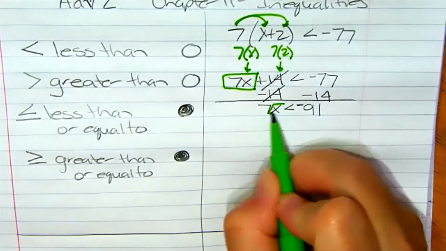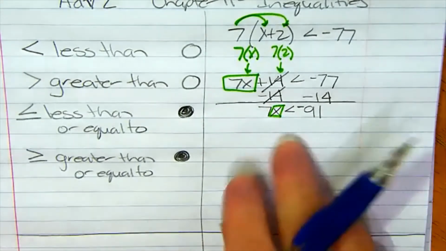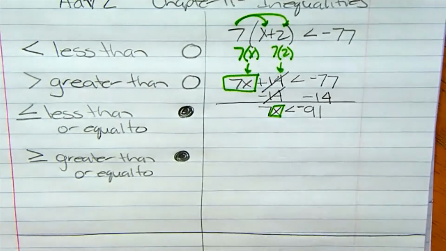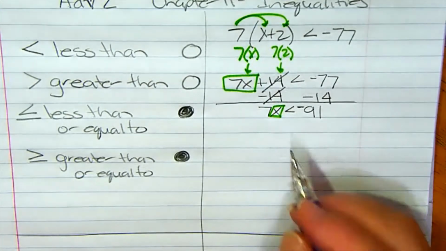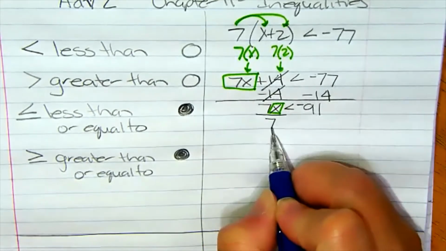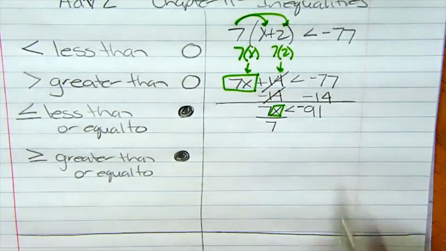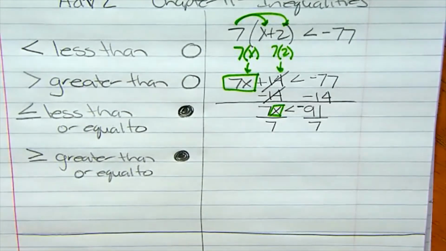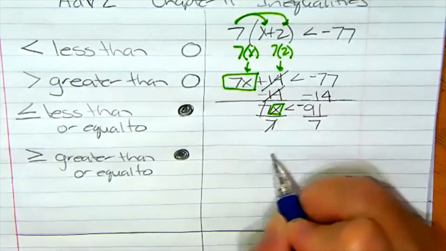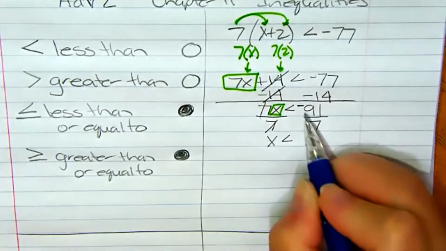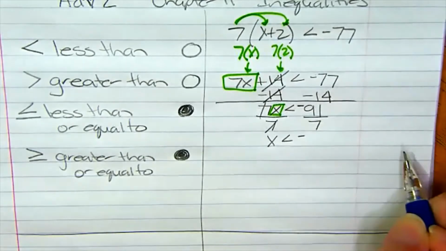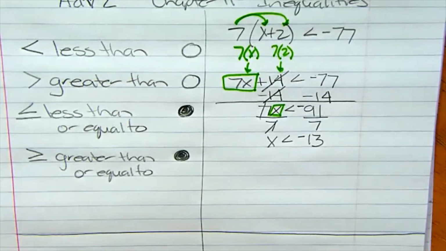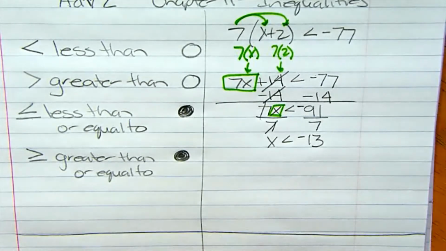Okay, I still need to isolate my variable, which means I need to get rid of or undo this times 7. To undo times 7, I need to use inverse operations, so I'm going to divide by 7. What I do to one side, I must do to the other. So these guys cancel, and I'm left with x is less than, I have a negative and a positive, so that's negative. 7 goes into 91 13 times. So x is less than negative 13.